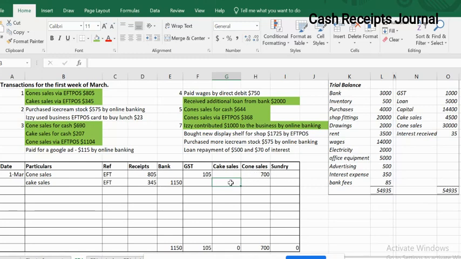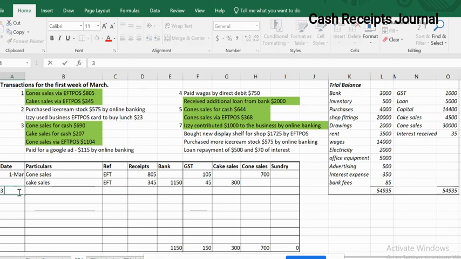So my cake sales here, that's going to be 300 there, and oops, that's a 600, not a 300. And that's going to be 45 in the GST when I divide it by 1.15. Now with the date, you can put the dates. I could write 1st of March there again, or I could just leave that knowing that that there will also occur on the 1st of March. You can choose what to do.